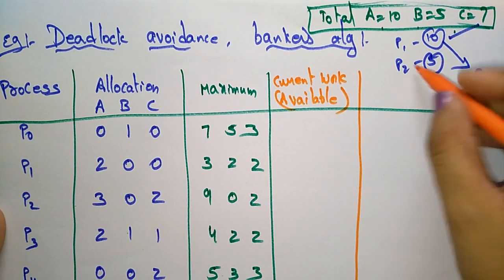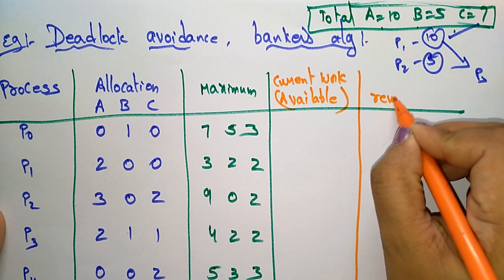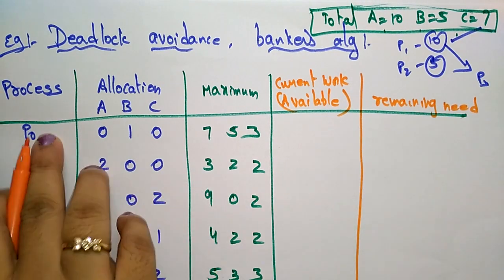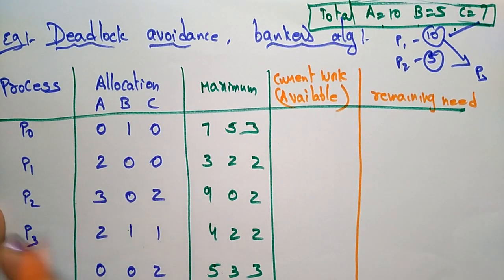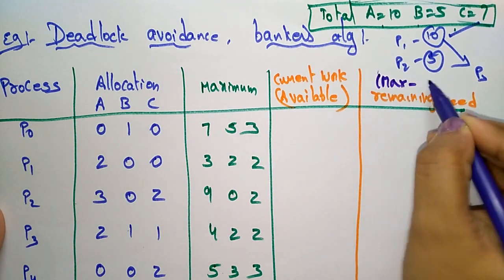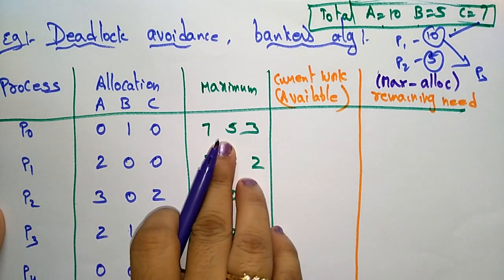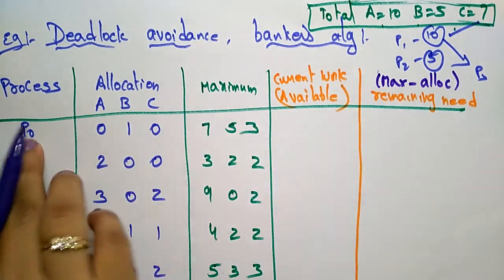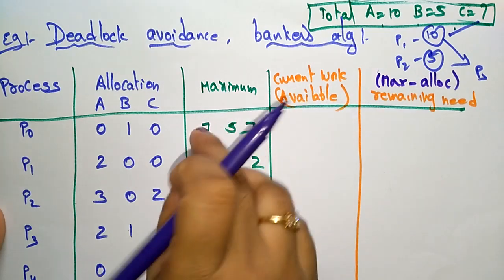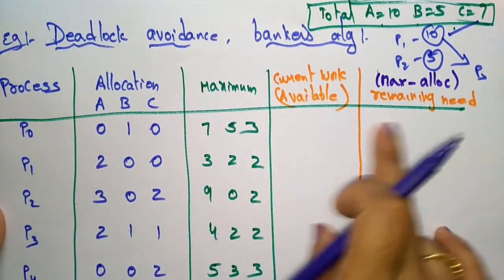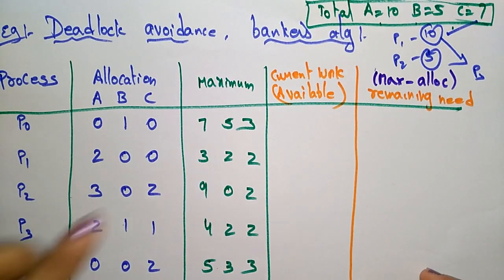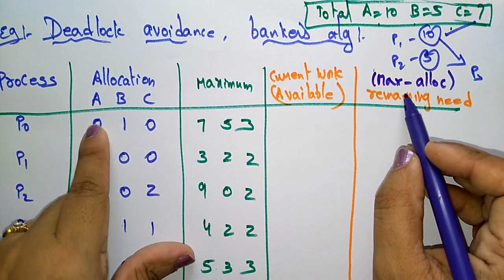And next is the remaining need. Remaining need means how much more we need for the P0 process, P1 process, P2 process, like that. That can be calculated using maximum minus allocation. If you subtract allocation from maximum, you will get the remaining need. Now let us calculate. First we will calculate the remaining need, which is maximum minus allocation.